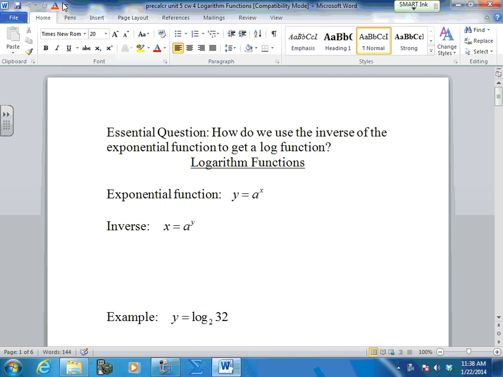So we talked about how logs are exponents. So we use log equals exponent, and we're going back and forth. The base of the log is the base of the exponent.